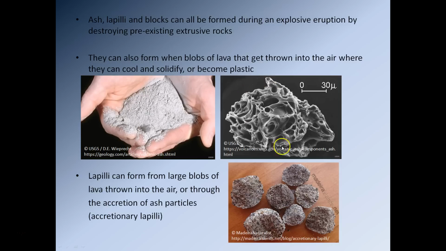This is a very, very high level magnification image of a particle of ash, and this is what ash actually looks like if you hold it in your hands. And it's just made by tiny little blobs of lava that get thrown up into the air as the volcanic eruption occurs. Now, some of these little blobs of lava will stick together and they'll form these particles here. These are what we refer to as lapilli. These are what we call accretionary lapilli because they're made up of lots of little particles of ash all stuck together.